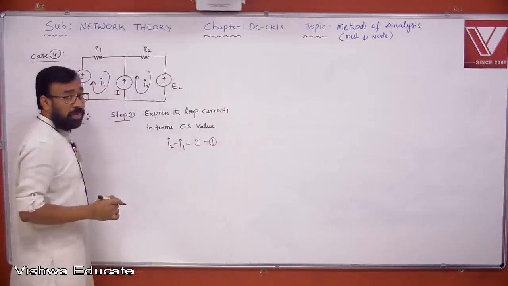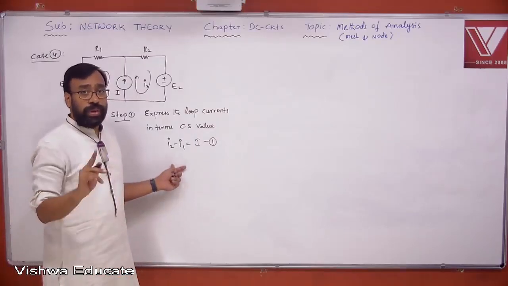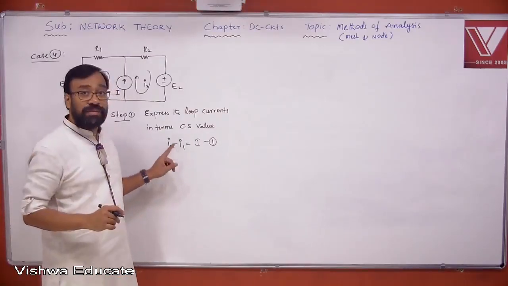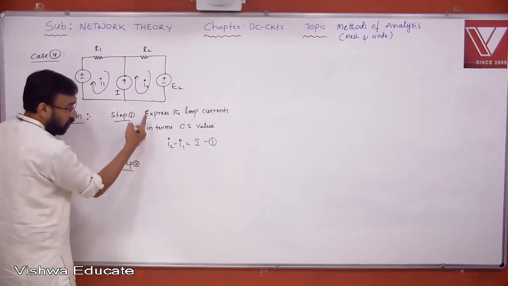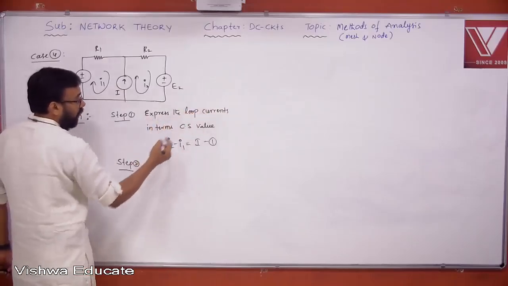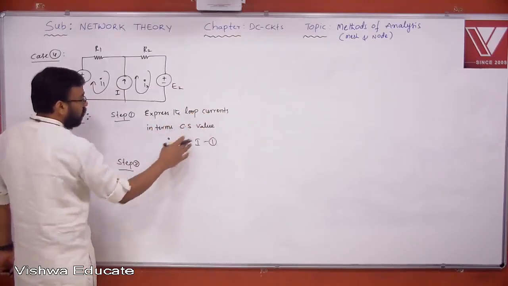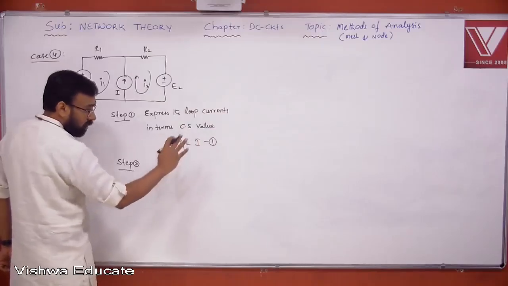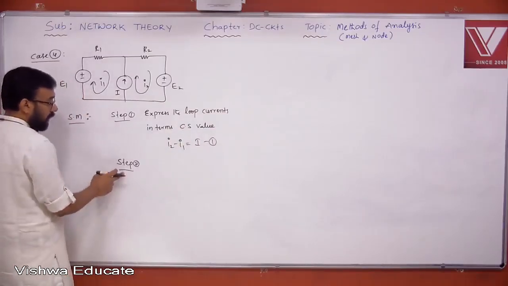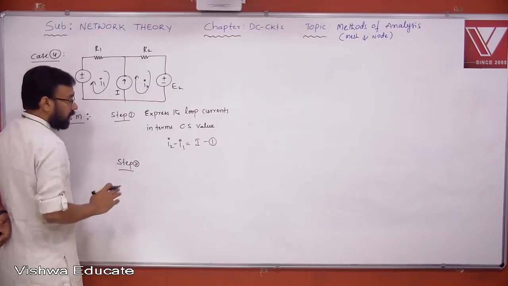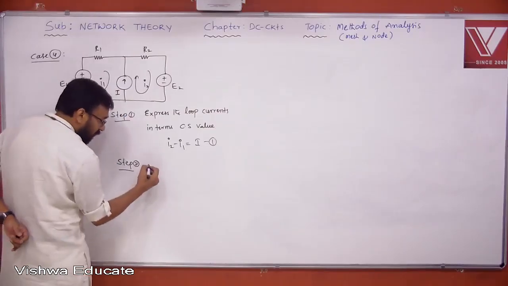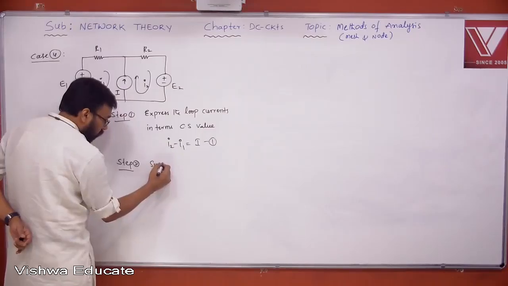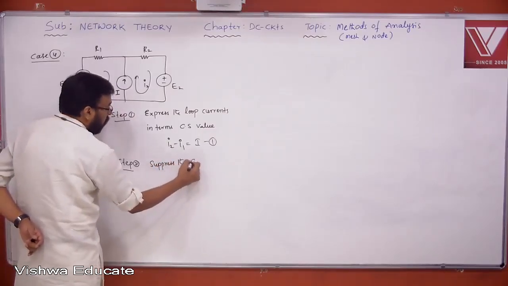Equation 1. How many equations do you require to solve this network? 2 equations, because there are 2 unknowns. First equation you have got. Now the second equation is obtained like this. Step 2. First you write all this, please. Express the loop currents in terms of current source value: I2 minus I1 is equal to I. This is the first equation. Then second step: suppress the current source or deactivate the current source.